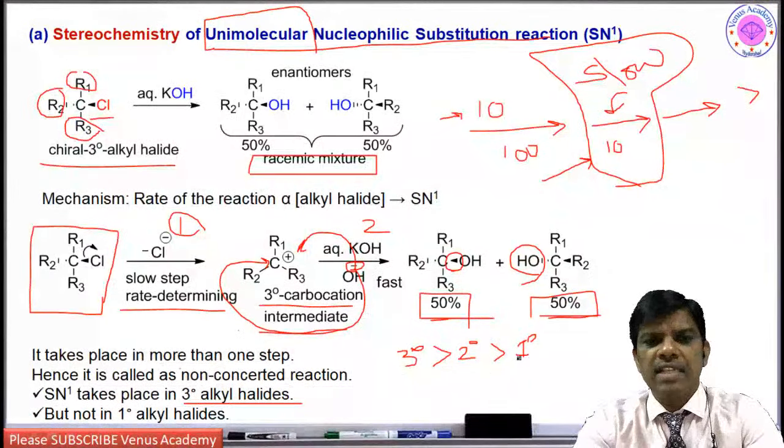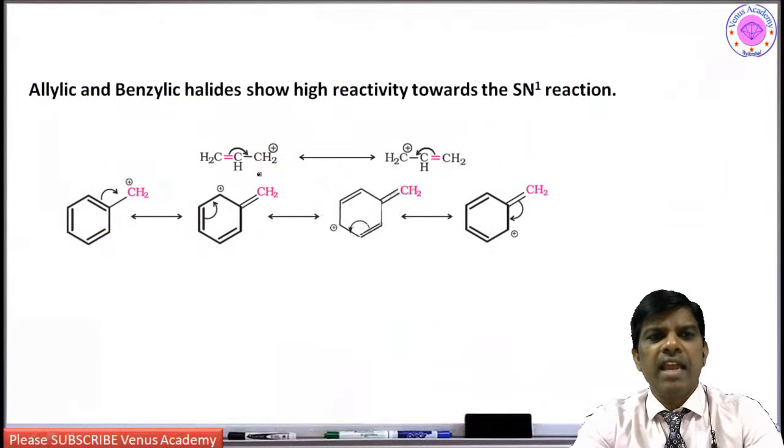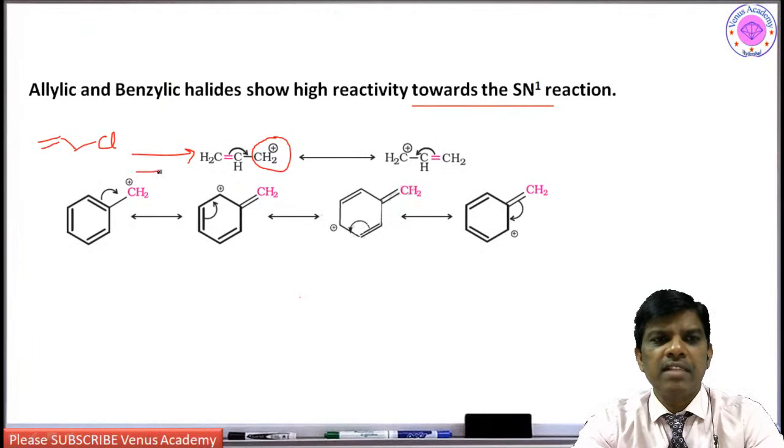So what is this racemic mixture? I am going to explain. Let us take allylic and benzylic halides. Yesterday I explained what allylic halogen and benzylic halogen are. These allylic and benzylic halides show high reactivity towards SN1 type reactions. Why? Because of the carbocation that is going to be formed. For example, this is a starting material with chlorine or bromine. When it loses chloride, it gives an allyl carbocation.